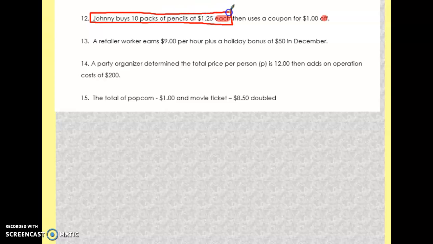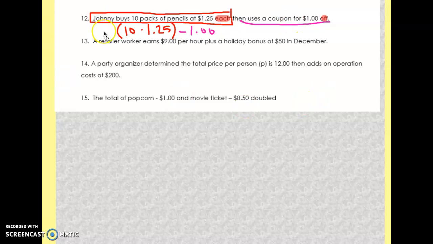So what are we looking at for this first part? He buys 10 packs of pencils at $1.25 each. We said that each was to multiply. So our first step is to write that, and we're going to put in parentheses because that's what needs to happen first. So 10 pencils, $1.25 each. Then we're going to use a coupon for $1 off. Now we said the word off means to subtract. So this second part, after we figured out his total, then we would subtract $1. So that would be the expression that represents this scenario.